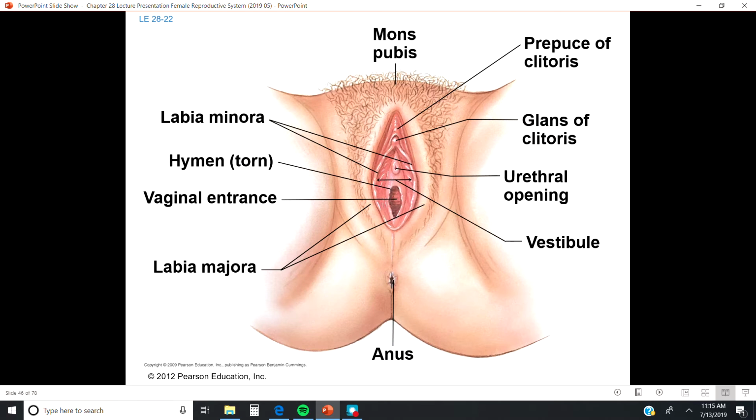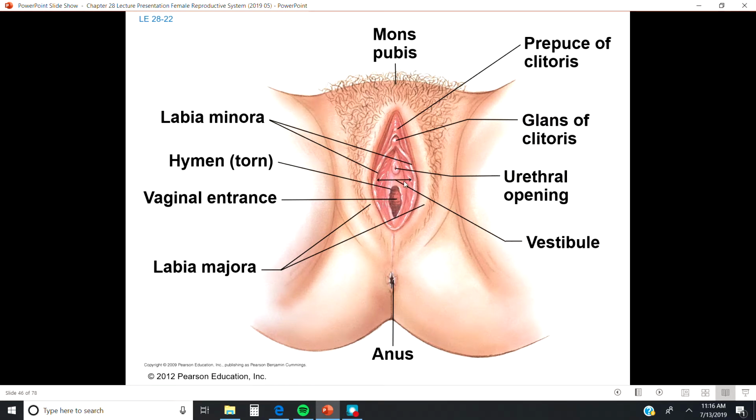So if we go to this picture here, you can see the mons pubis would be up above right here. Then this fold here would be the labia majora, right? We can see it over here too. And again, these two labia majora come together to protect this whole inner area. This fold of skin right here is the labia minora. If you notice, again, no pubic hair, it's thinner. That's going to be the labia minora.